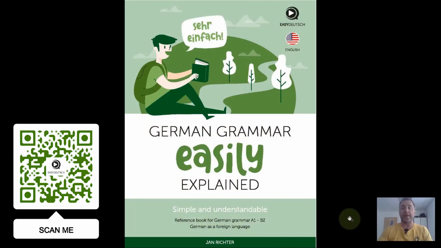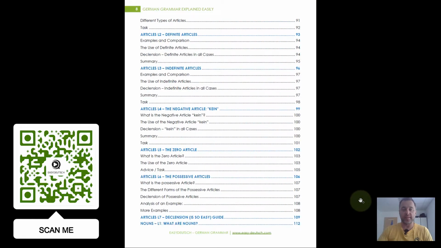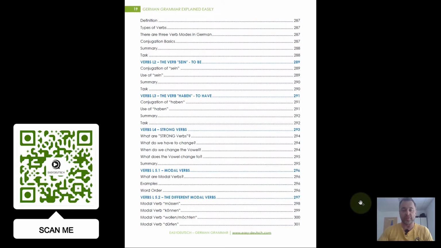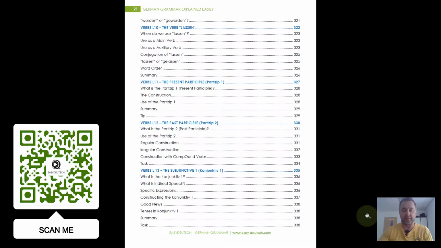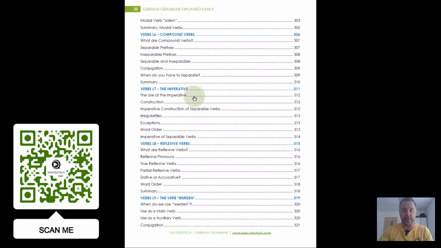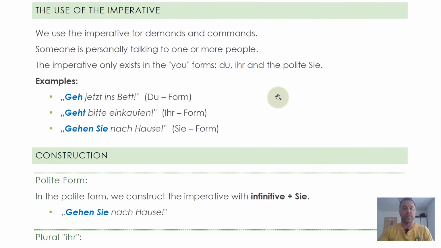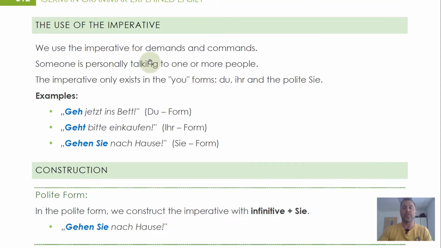So, wir sind jetzt hier in meinem E-Book German Grammar Explained Easily. Today's topic is the imperative, when you actually want to give a command, if you want to tell somebody to do something in particular. So, like I told you already, we use the imperative form of the verb for demands and commands. That's very similar to English. There is an imperative form in English as well.